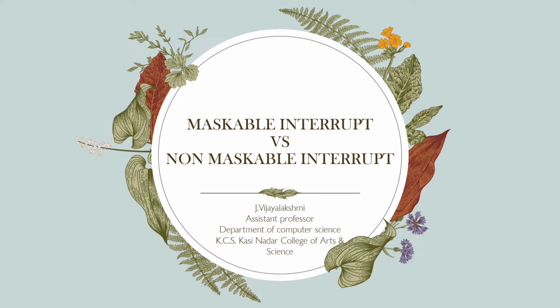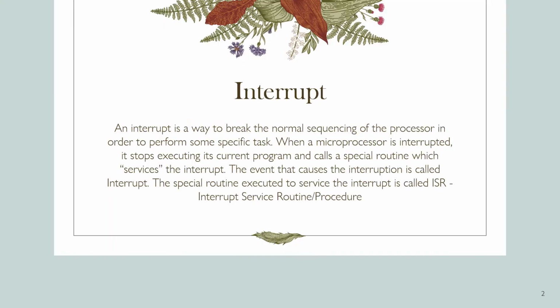In this video, we are going to see about the difference between maskable and non-maskable interrupt in 8085 microprocessor. What is an interrupt? An interrupt is a way to break the normal sequencing of the processor in order to perform some specific task. When a microprocessor is interrupted, it stops executing its current program and calls a special routine which serves the interrupt. The event that causes the interruption is called an interrupt. The special routine executed to service the interrupt is called ISR, interrupt service routine or procedure.